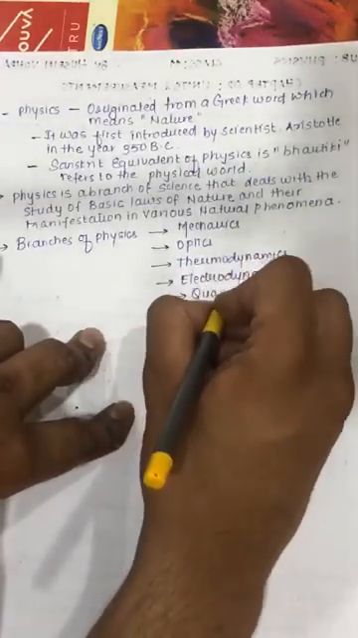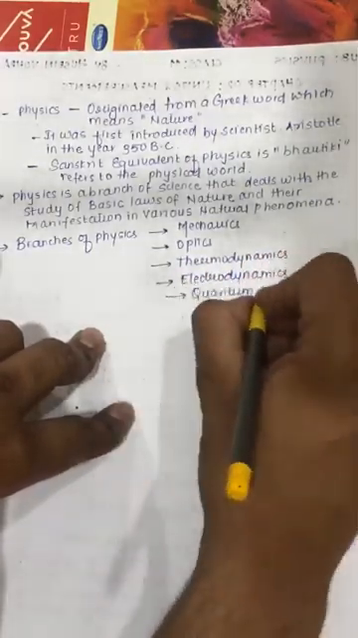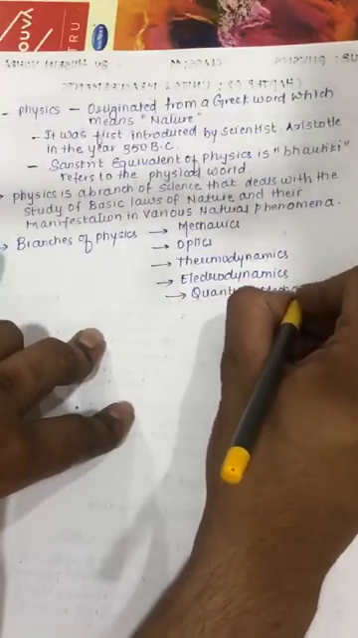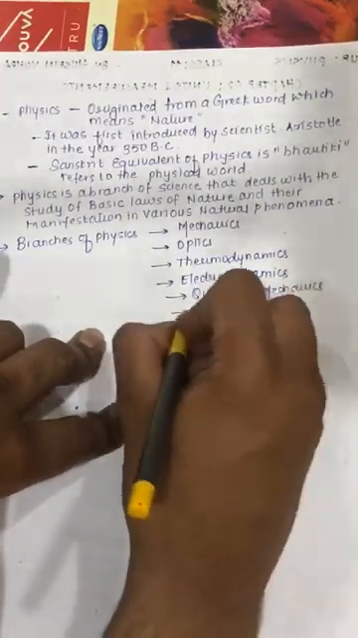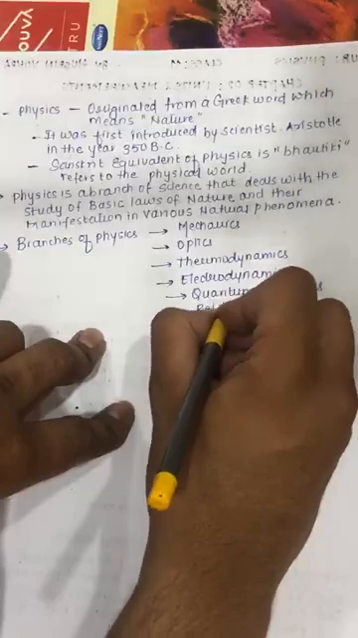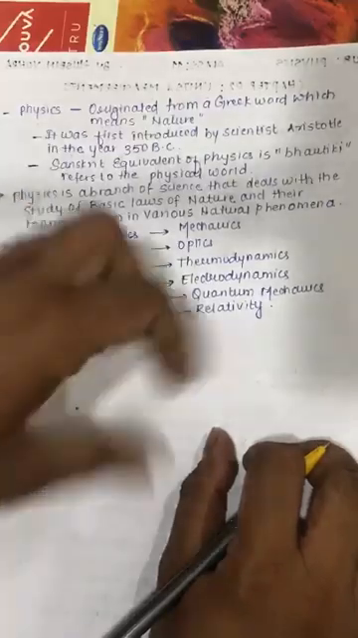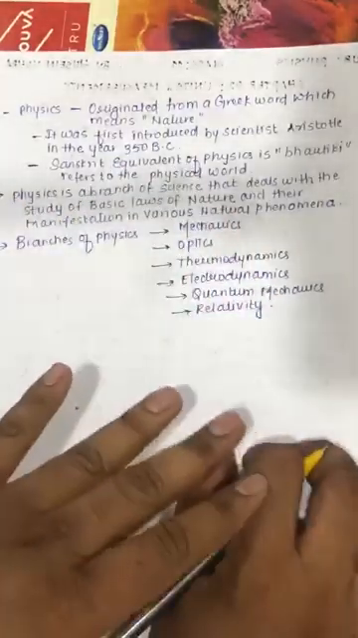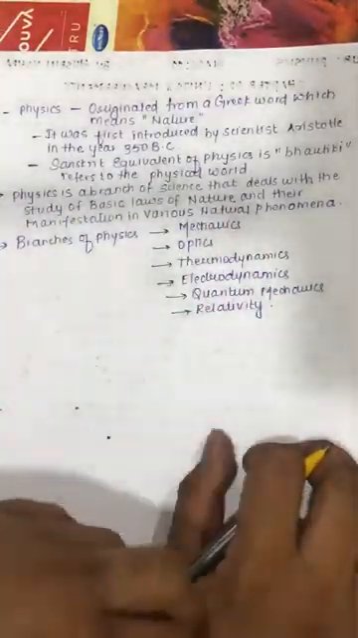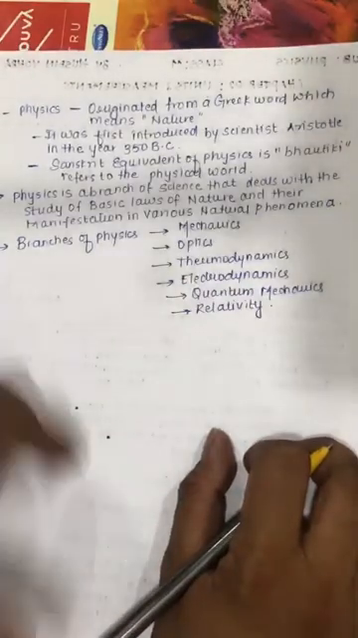Quantum mechanics. Relativity, and more so on. This was all about the basics of what physics actually means. I have made it clear. Hope you are all thorough with the concept. Now moving on with the chapter.